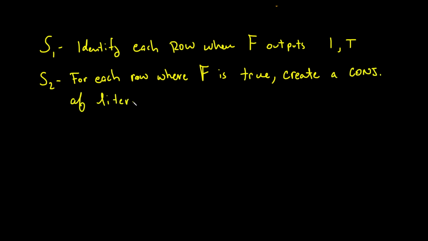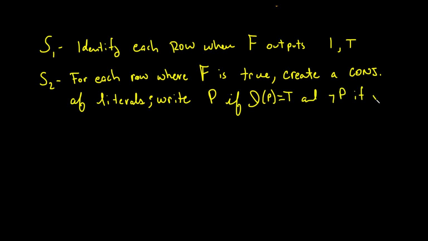And we'll create the conjunction in the following way. We will simply write the propositional letter P if the interpretation or truth value assignment to P is true. And we'll write not P, the negated propositional letter, if the interpretation of P is false. So if P gets a value of 1, then we'll simply write P. And if P is assigned a value of false, then we'll write not P. And then the last step, step 3, will be to create a disjunction of all of the conjunctions.